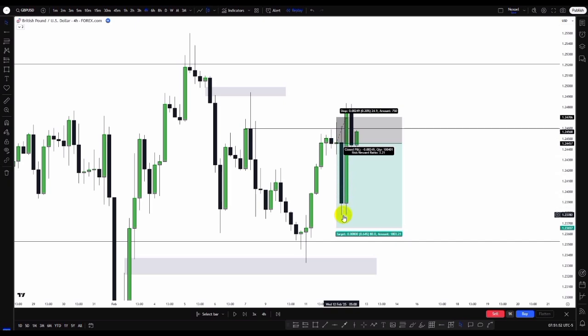And this is the delivery. And we can see how price didn't really reach my target area, and we had this reversal to the upside.